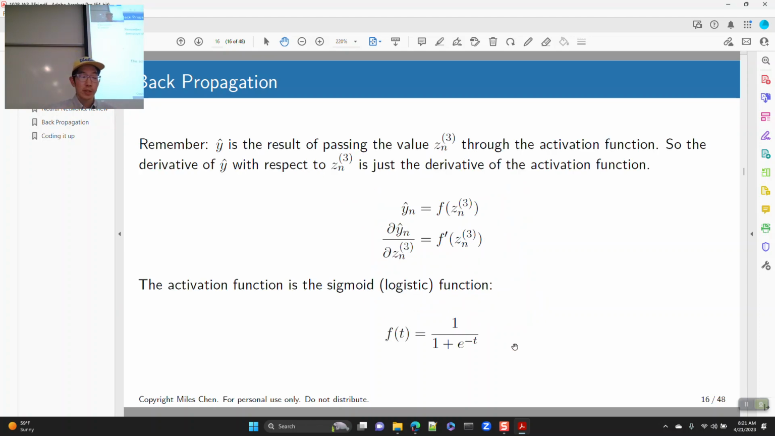Okay, so y hat is the result of passing this z3 sub n value through the activation function. So if we think about the relationship, y hat is just f of z3 sub n, and so the derivative of y hat with respect to z3 sub n is going to be f prime. Whatever our function f is, we then have f prime. That's what this thing is going to be. And if this is our activation function, then we can figure out what f prime is. This is just taking the derivative of f, and these are just scalar values here, right? This is just a single value.